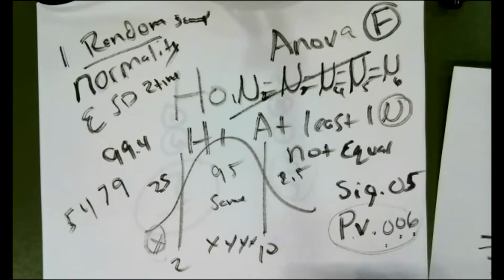So use the equal variance test, right? The equal variances is the standard deviation. You need to make sure that the lowest and the highest standard deviation are no more than double the value apart.